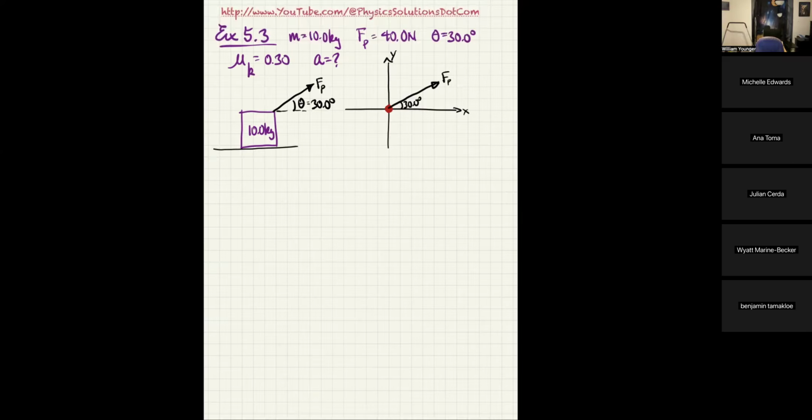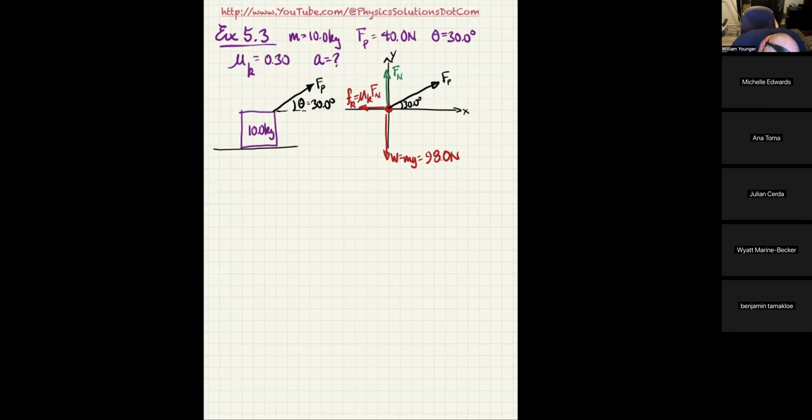Now, in addition to that, I have a normal force which acts upward, so I'm going to give that the green arrow. That's F normal. And then pointing down, I have the object's weight, and weight is equal to m times g. In this case, it turns out to be 98.0 newtons. And then we also have a friction force, which is also acting in the negative direction. Now, it's kinetic friction, so the kinetic friction has a fixed formula. It's just mu K times the normal force.